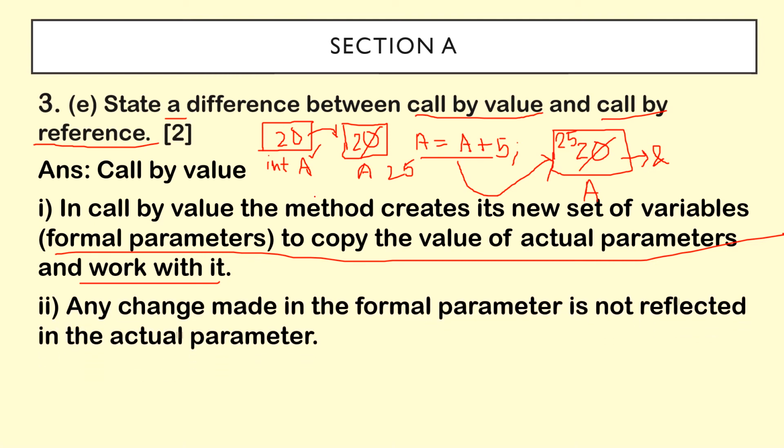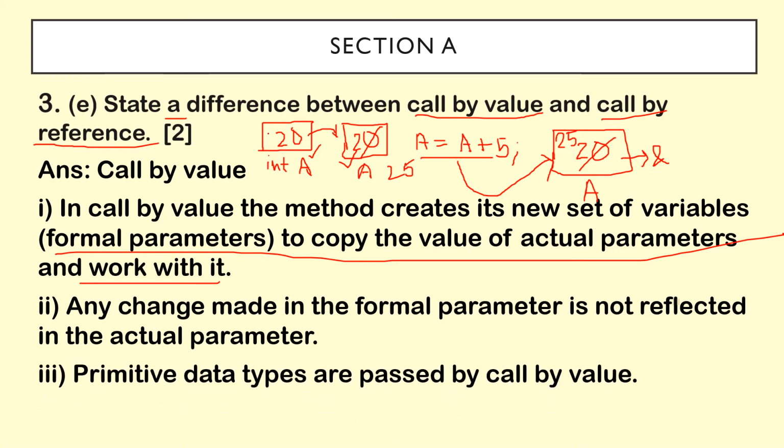Let's come to the second point. Any change made in the formal parameter is not reflected in the actual parameter. So there is no change of data. And basically call by value is used for primitive data types like integer and float. They are generally passed by call by value.